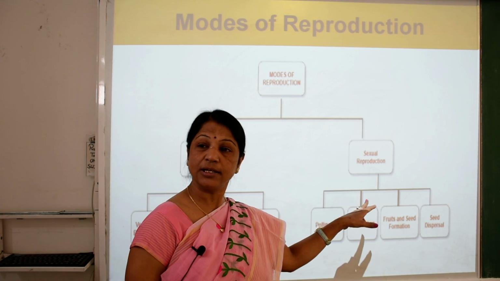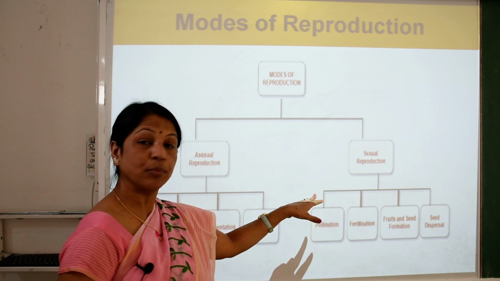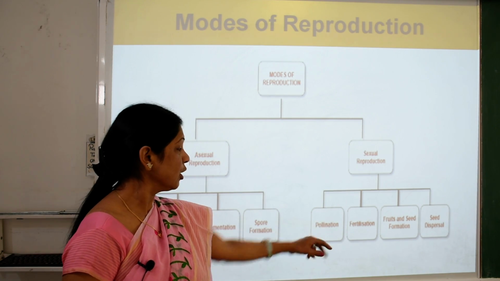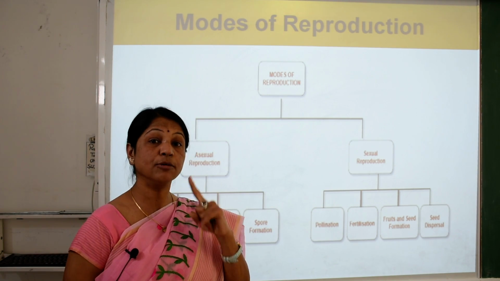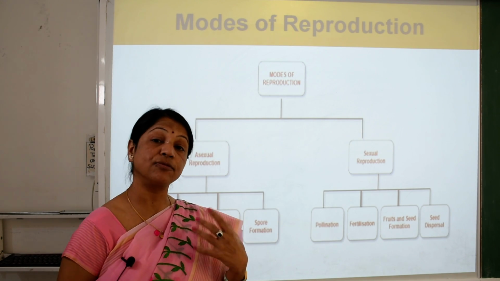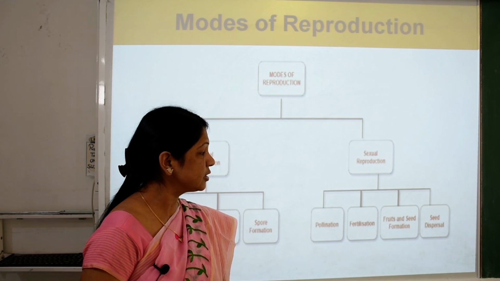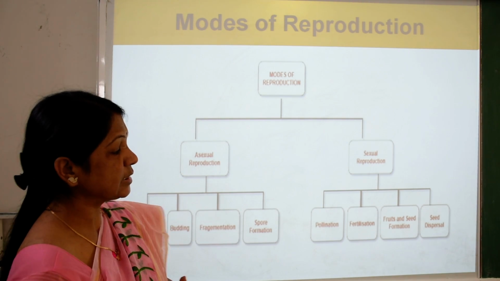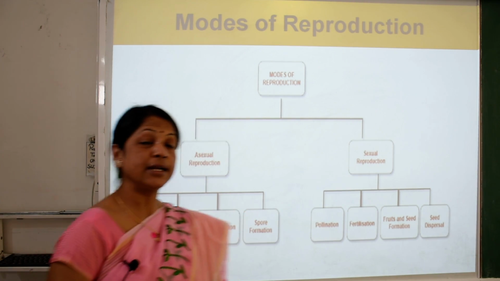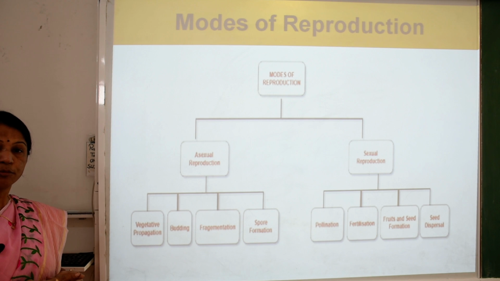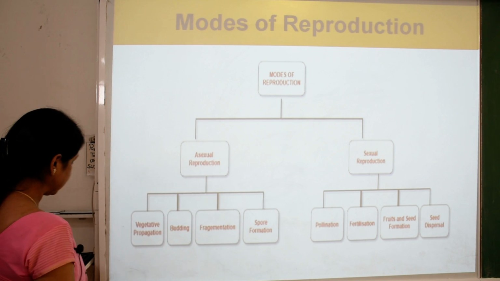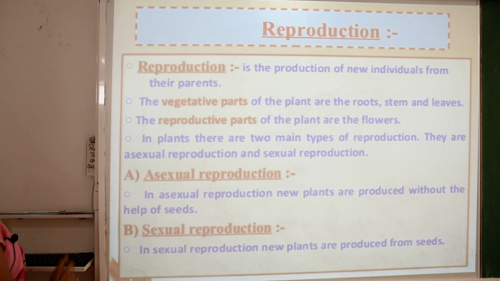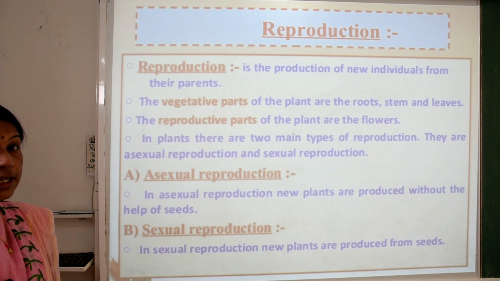Now here we see sexual reproduction. In sexual reproduction, the first step is pollination, second is fertilization, third is fruit and seed formation, and fourth is seed dispersal. So reproduction is divided into asexual and sexual. First we see reproduction.